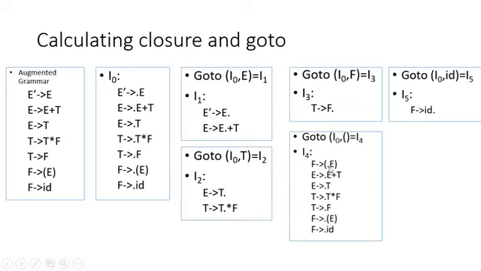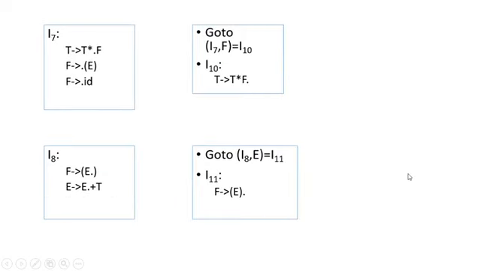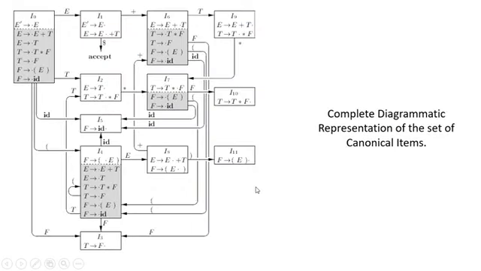In I4, this dot E will come as E dot closing bracket. So I4 will go ahead to I8, which gives you this. So repeat the same thing. I6 gives you I9. I7 will give you I10 and I8 will give you I11. So these are the different steps. A complete diagrammatic representation of what we have done is given.